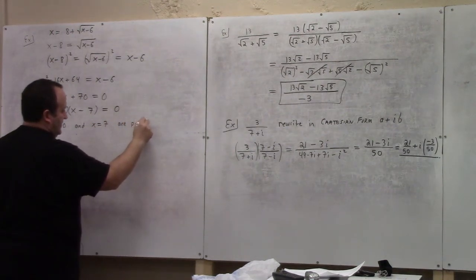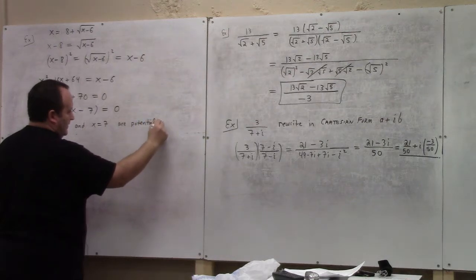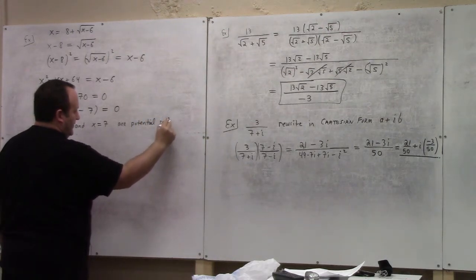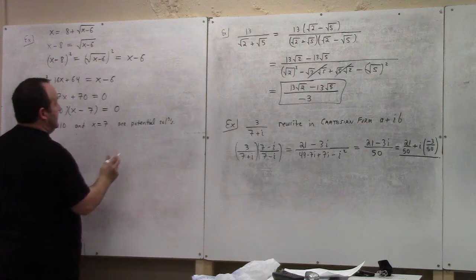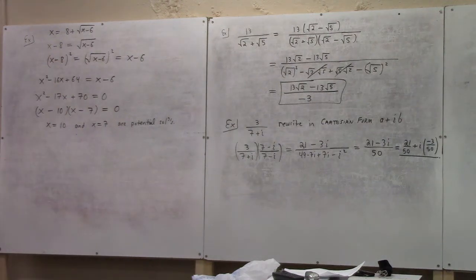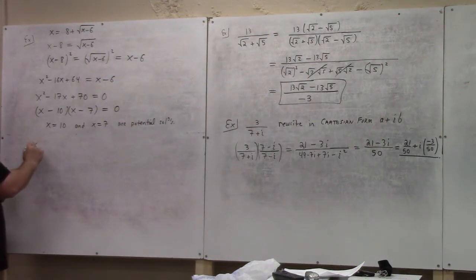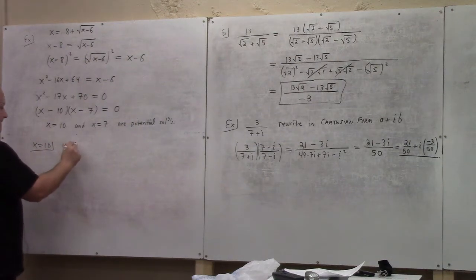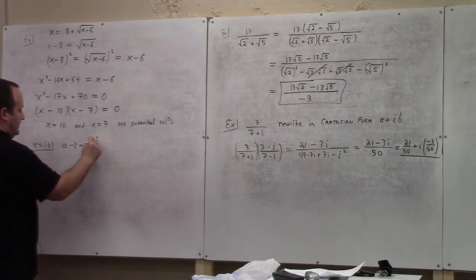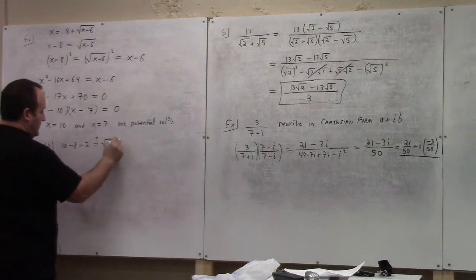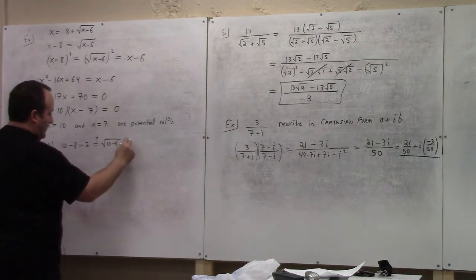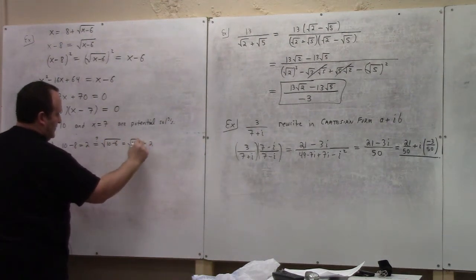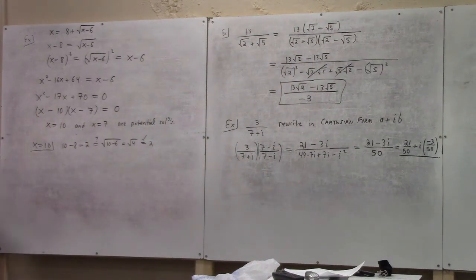That's right. These are potential solutions. And here, the fear is real because when we squared the equation, we could have adjoined new solutions, right? That's the trouble. And let's check it out. I mean, x equal to 10, does it work? 10 minus 8 is equal to 2. Is that equal, question mark, to the square root of 10 minus 6? Well, that's the square root of 4, which is equal to 2. Looks like we're okay on x equal to 10.